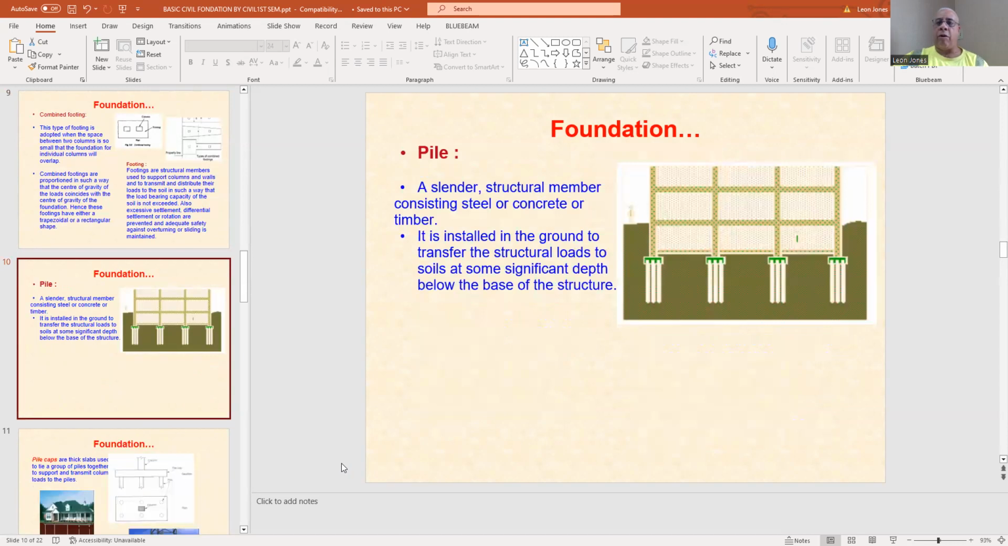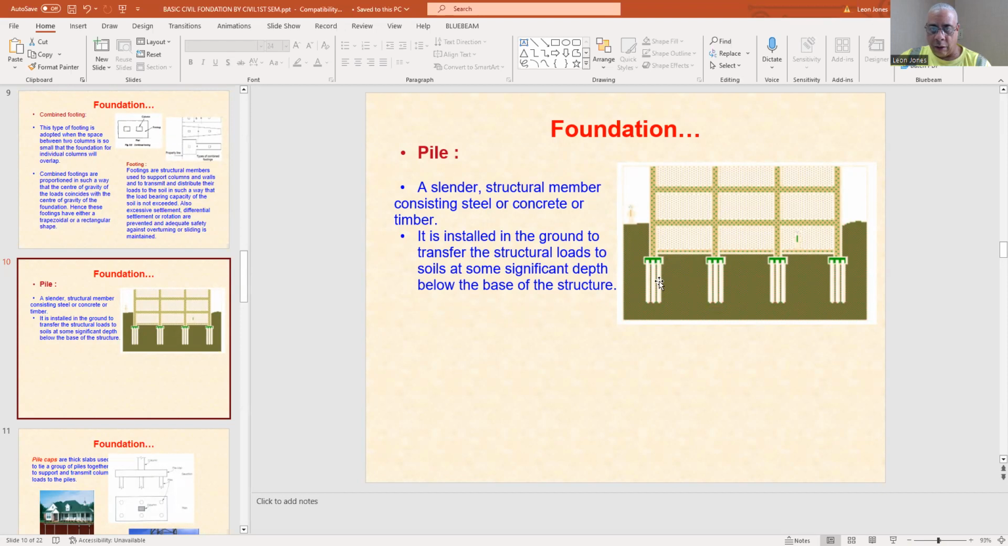Now, also, something that we have too, and these are very popular, a pile foundation. When we deal with piles, piles are a slender structural member consisting of steel and concrete. Again, a pile is a slender structural member consisting of steel or concrete. You can even have timber piles. It is installed in the ground to transfer the structural loads to soils at some significant depth below the base of the structure. Now, here's what you have. You have your piles.